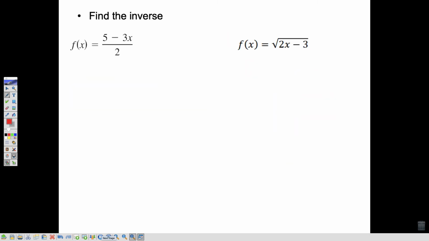Okay, so find the inverse. Okay, what do I do to find the inverse of?